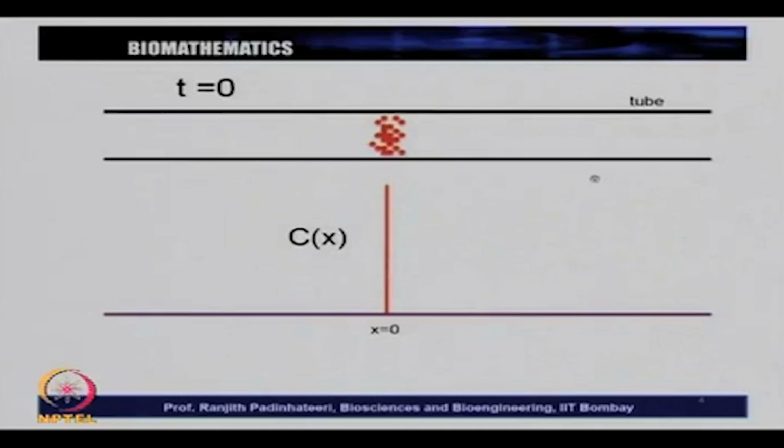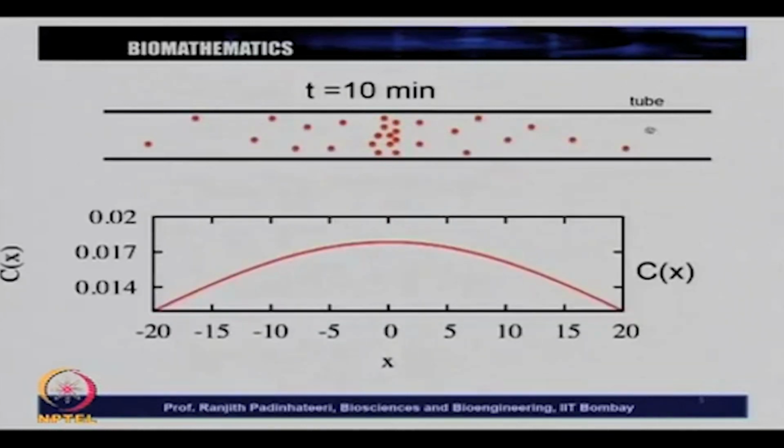So, what do we see? Look at here, they have diffused along this way. There are some molecules here, some molecules here, but still the majority of the molecules are here. So, this is what you see after 10 minutes: many molecules still at the center at x equal to 0, a few of them here and a few of them here. And you can represent this graphically.